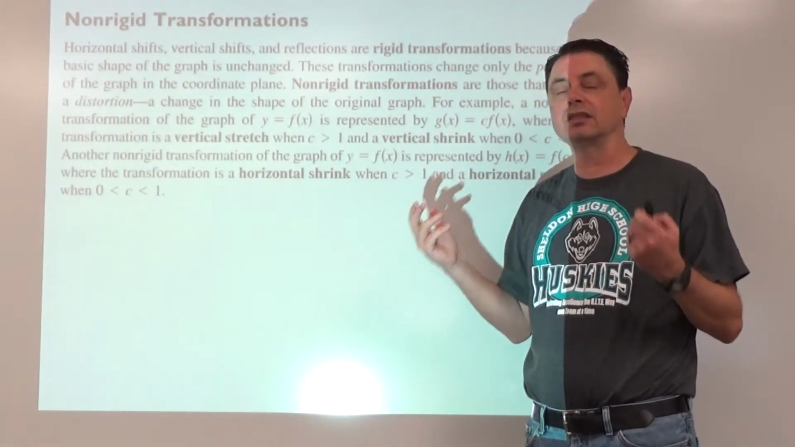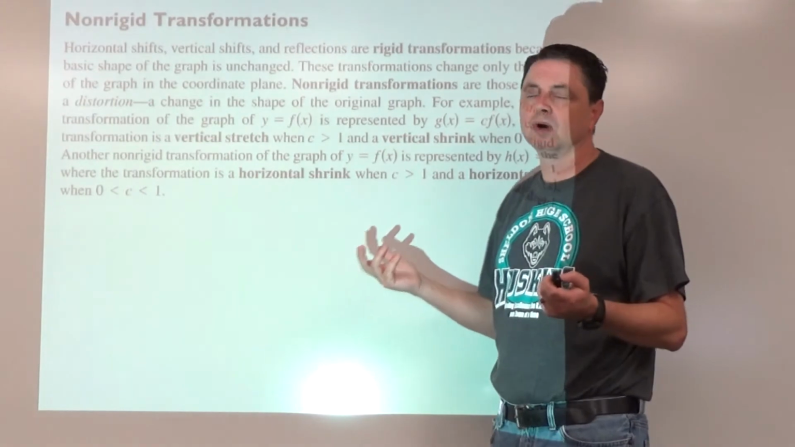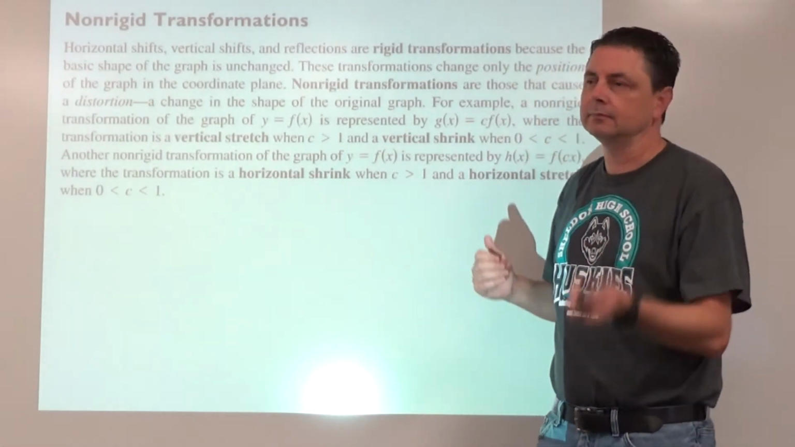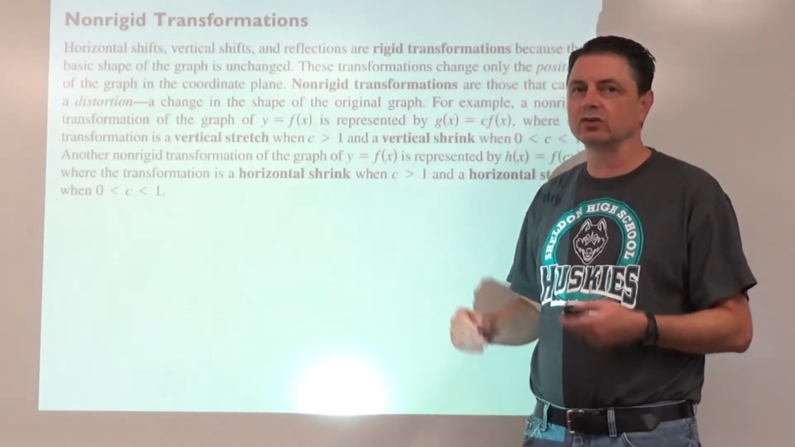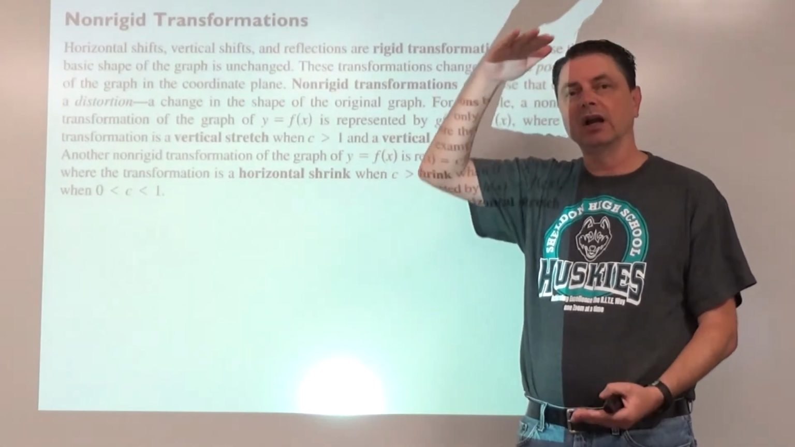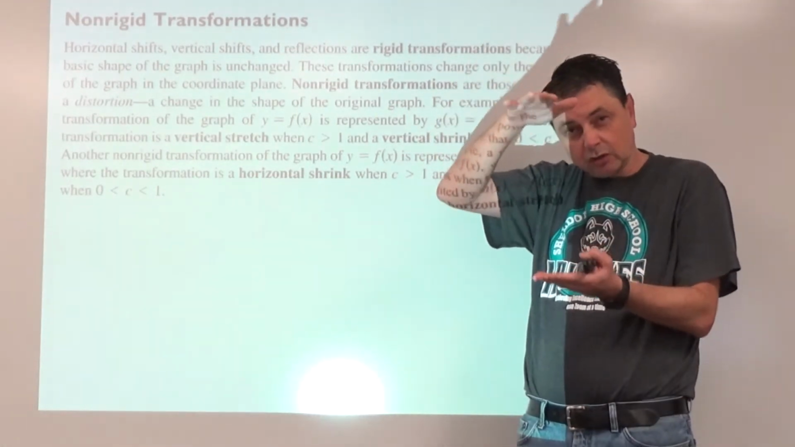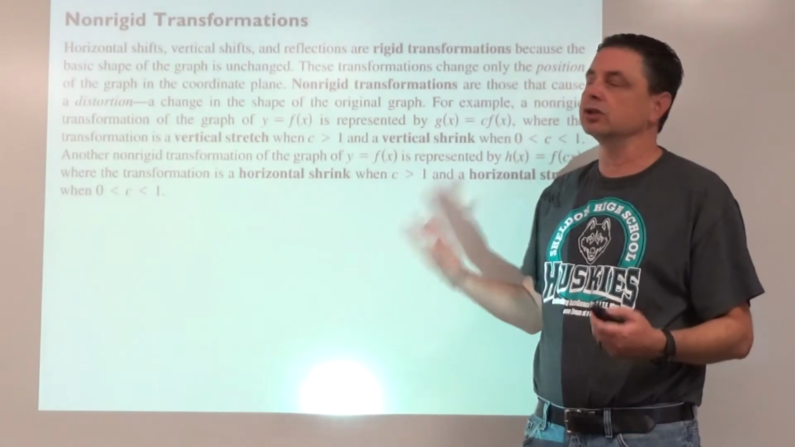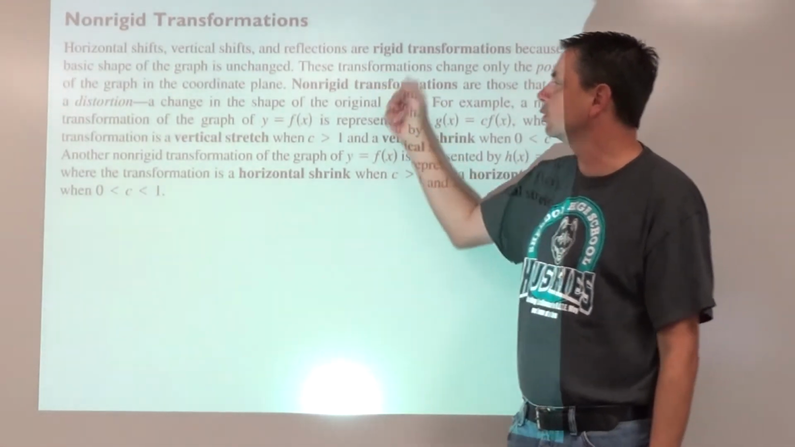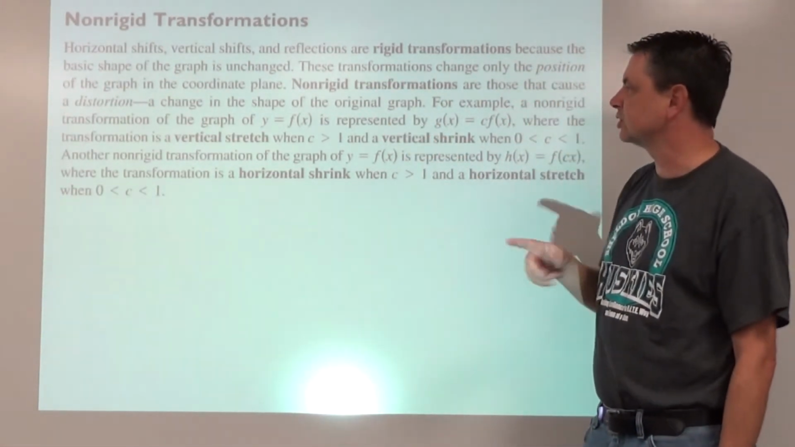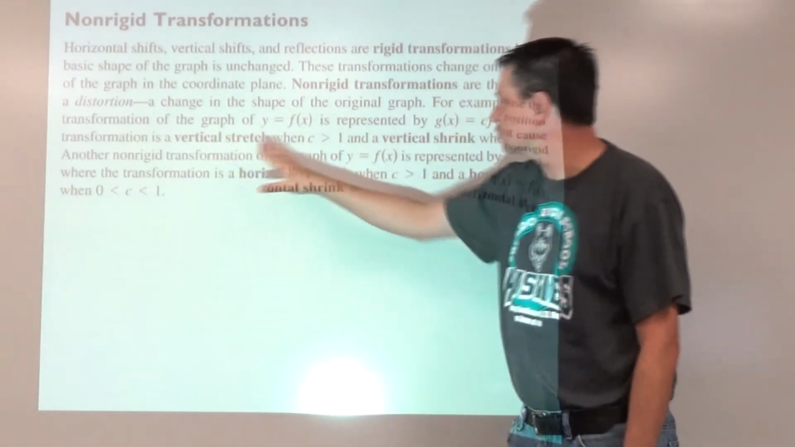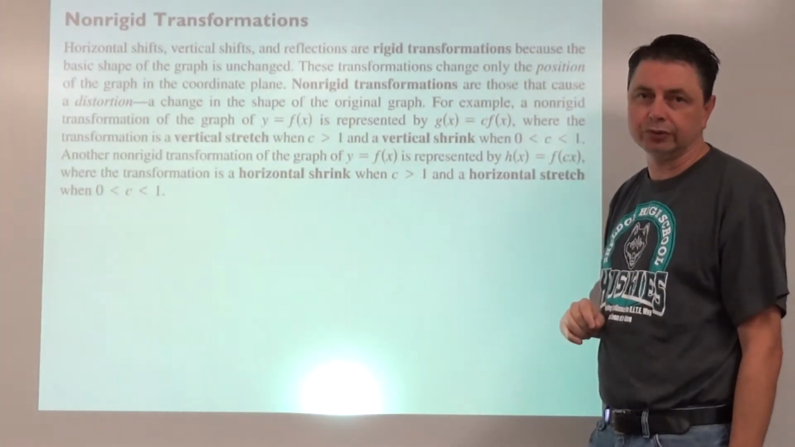It's kind of maybe like think about looking in one of the, like at the circus or at a fair, where you look at the mirror and you're now this tall or super tall or something like that. So it changes the appearance. So those are going to be non-rigid transformations or distortions. We're talking about a vertical stretch or a vertical shrink.